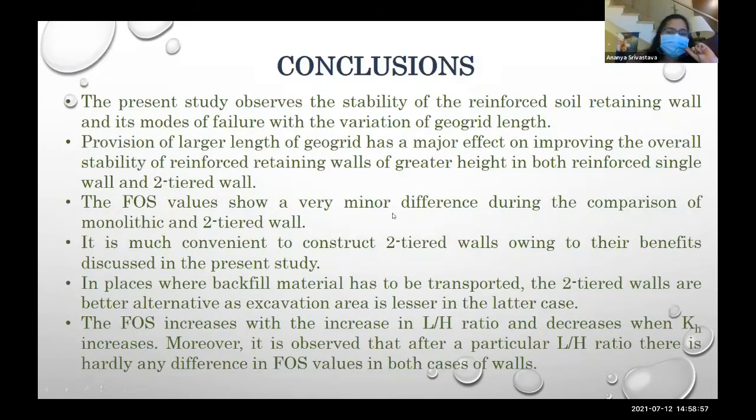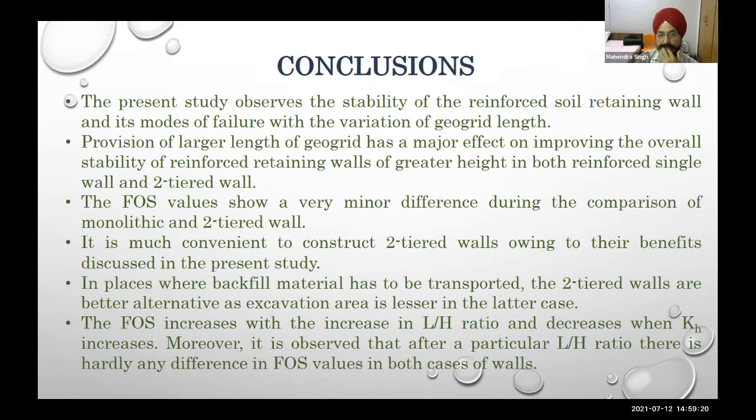So the conclusions that I derived from this study are that the stability of the reinforced soil retaining wall and its mode of failure with variation of the geogrid length can be seen in two-tiered walls and monolithic walls also. Both of these walls are giving good results. So under certain topographic or geographic conditions, we can build a two-tier wall system.